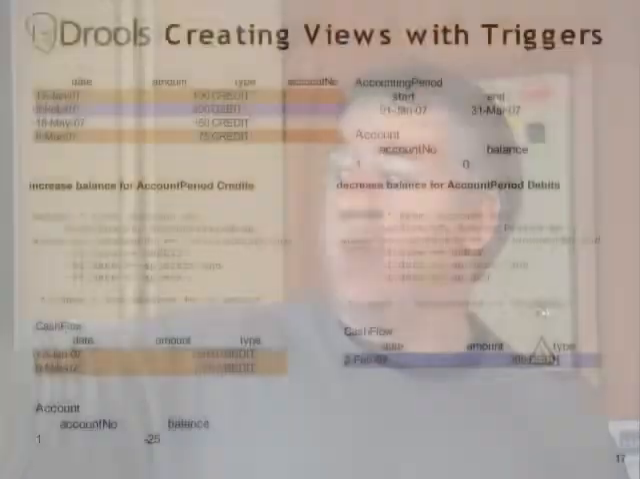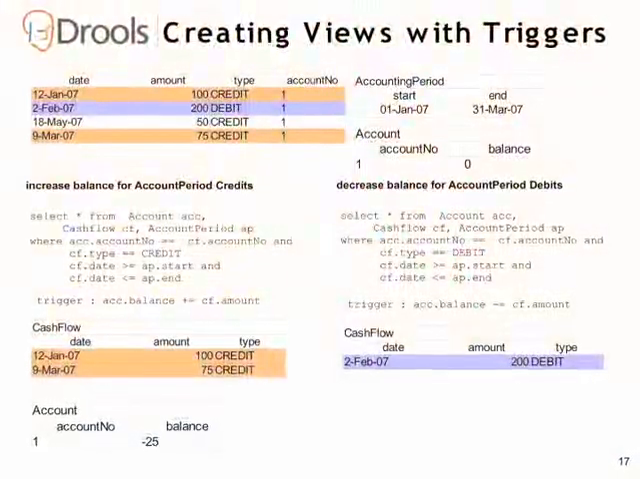What we're doing here is we're creating a view. This is effectively a view. We're going to create a view that gives us the cash flow credits for that quarter. We then create a corresponding view for the cash flow debits for that quarter.